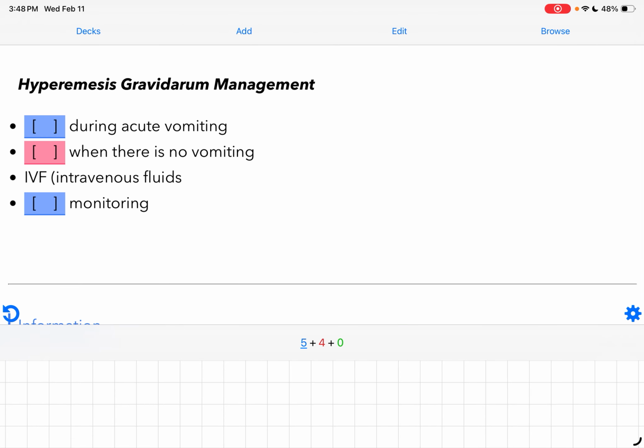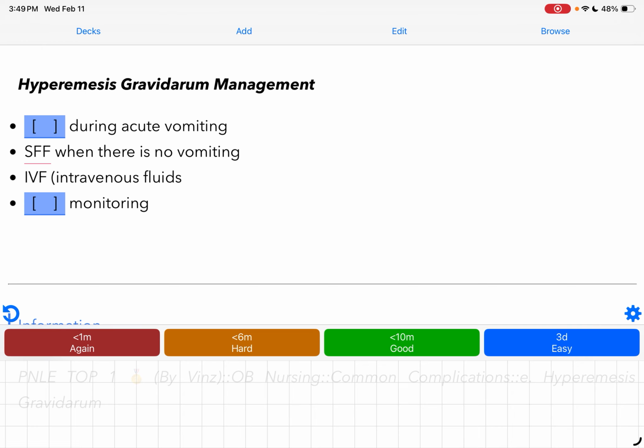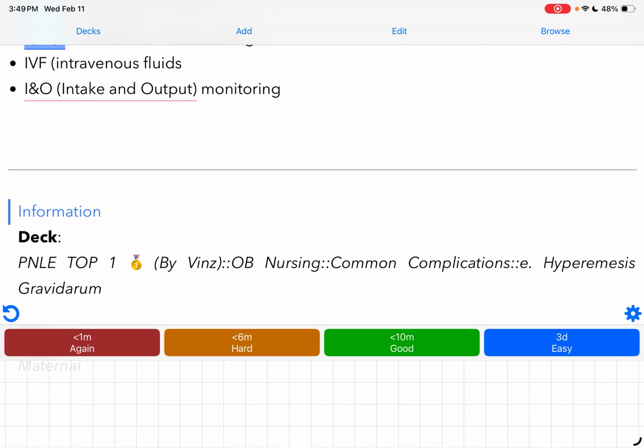When there is no vomiting, SFF, small frequent feedings. Input and output monitoring.